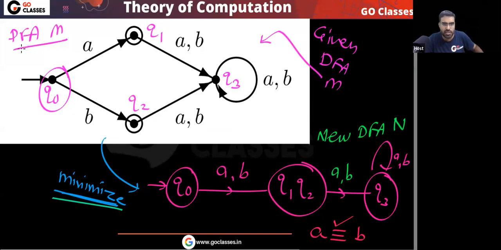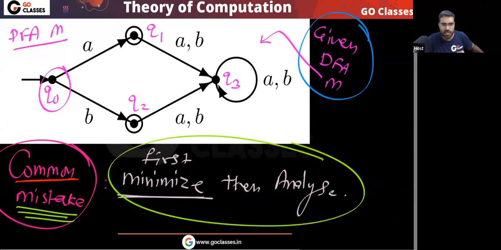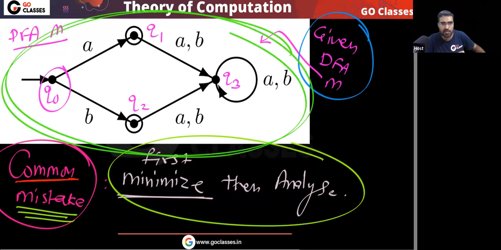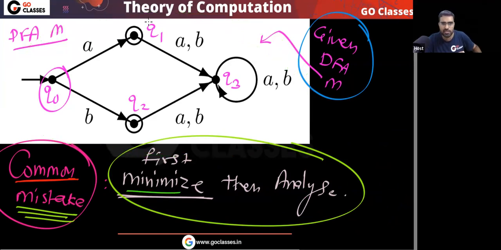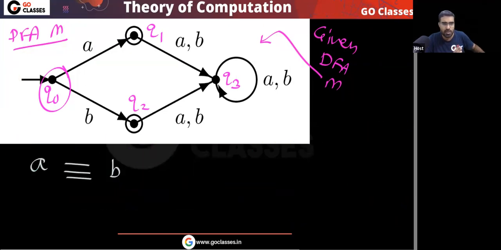But in the original DFA, what happens? A is not equivalent to B. Yes or no? In the original DFA, A is not equivalent to B. So tell me, did you understand this question? Did you understand the common mistake? This is a common mistake people will make. If this DFA is given in the question, then some students will minimize it. So don't minimize. Check on the given DFA. Very simple. So anyway, we have seen that these two strings are not equivalent.